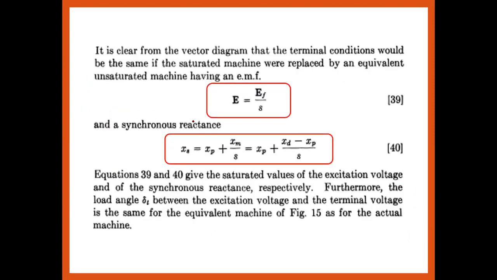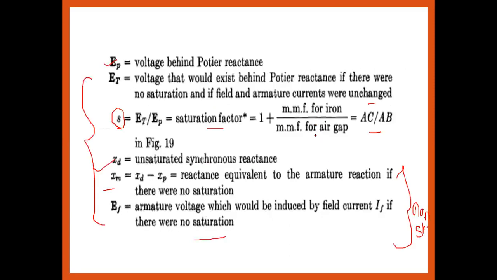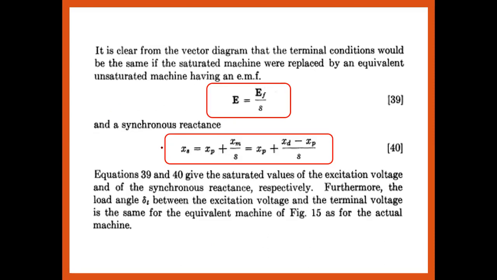Okay, so from the vector diagram it is clear that the terminal condition would be the same if the saturated machine were replaced by an unsaturated machine having the EMF E equal to EF upon S. What is EF? EF is the armature voltage produced by the field current IF if there is no saturation, divided by S.